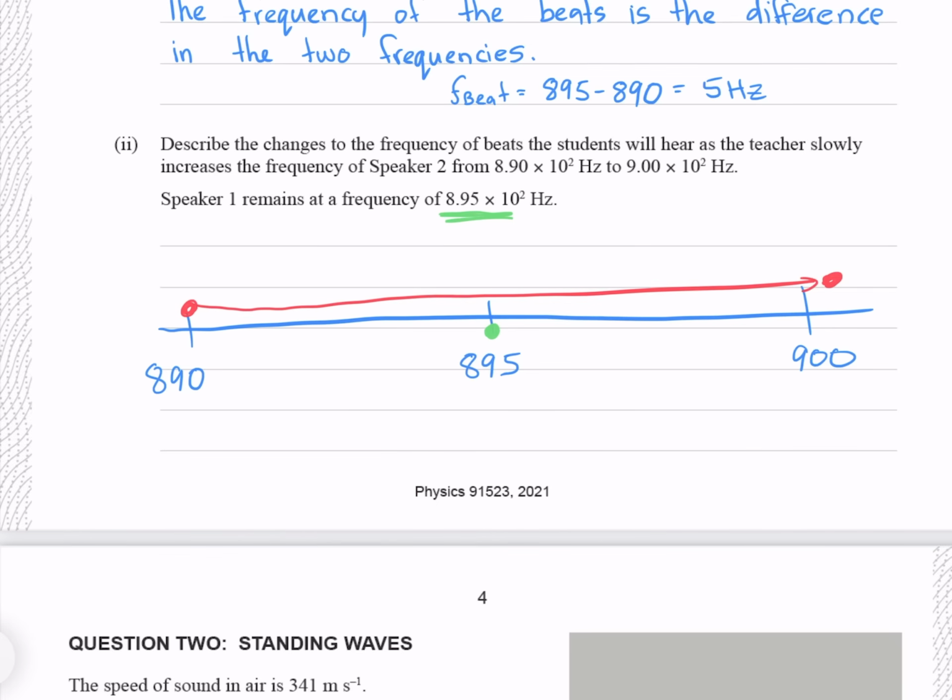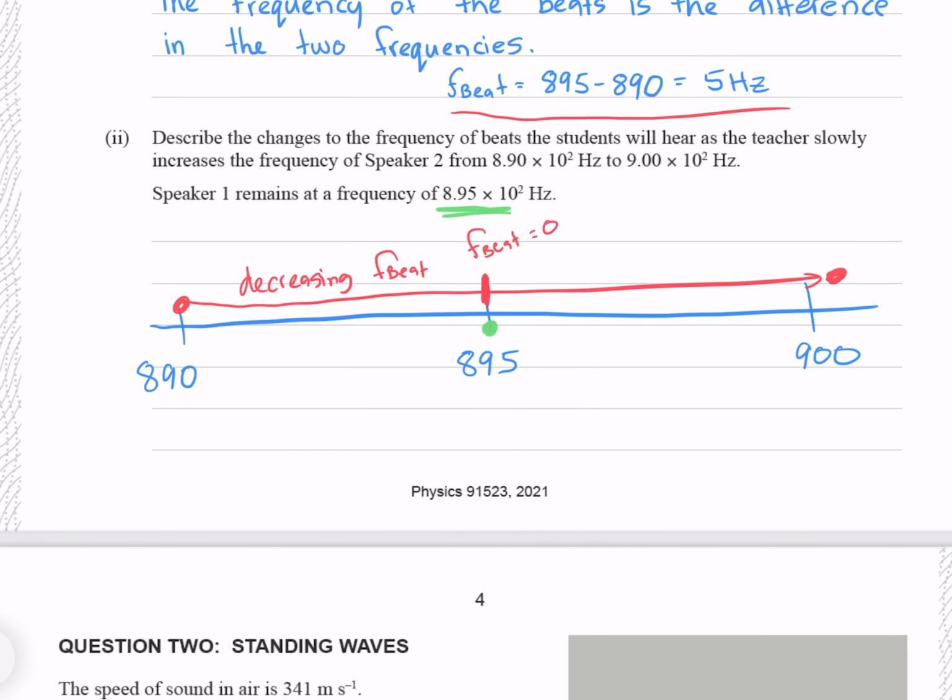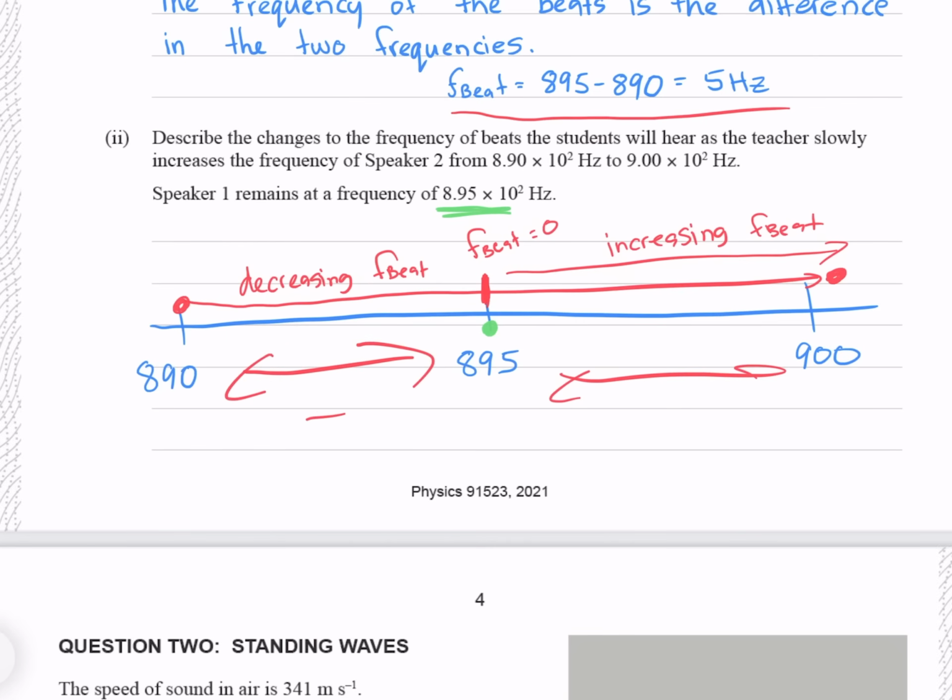900. As mentioned earlier, the beat frequency is the difference between the frequencies, and so for starters, the difference is decreasing, and so the beat frequency is decreasing. At the point at which the frequencies match, there will in fact be a beat frequency of 0. No beats will be observed. Beyond this, as the frequency increases towards 900, we will once again hear beats in increasing frequency. And since the difference between each of these is 5, we're in fact going to have an equal beat frequency initially as we will finally.